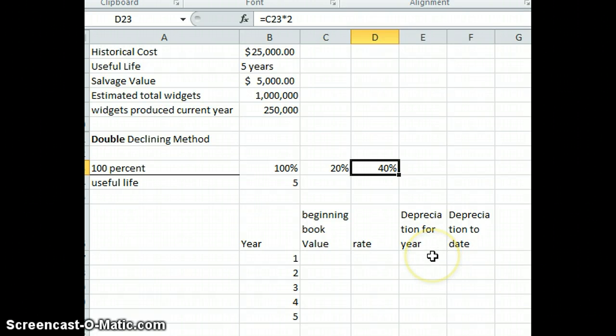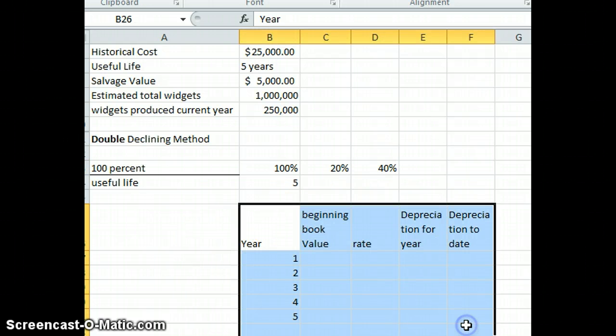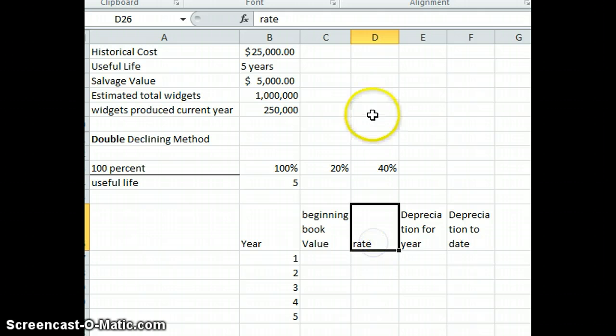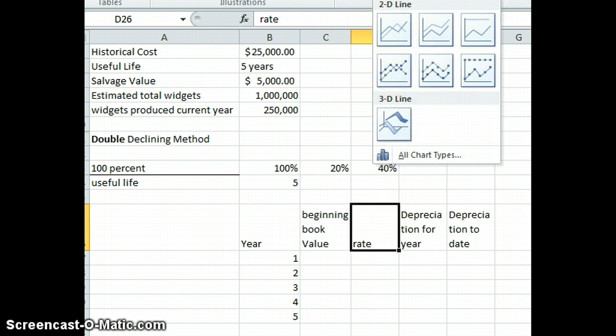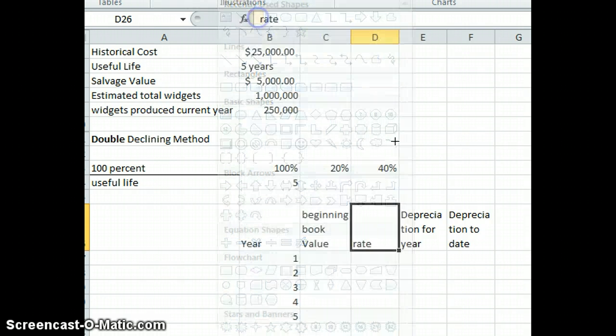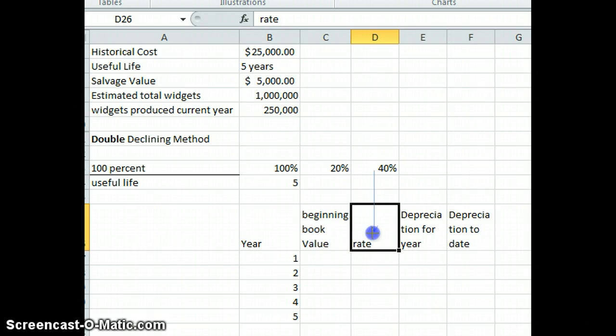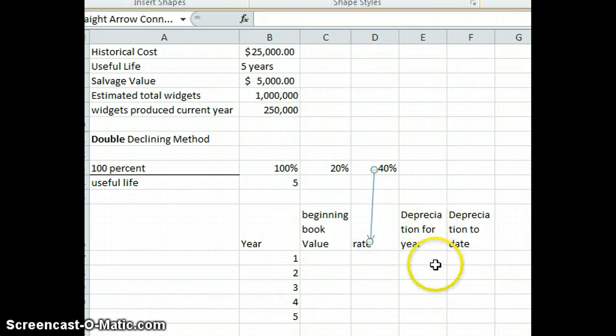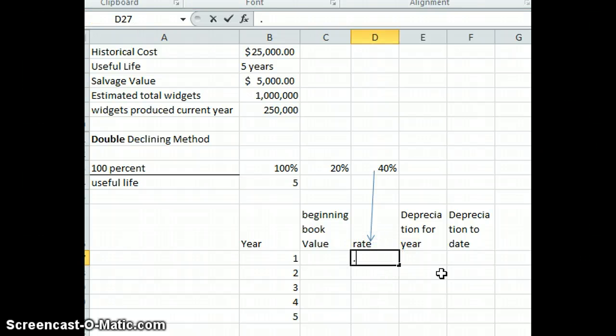So what you can see here is I have a little grid set up so that we can do the work. For the rate, I'm going to use the 40%, remembering that we calculated that to be our double declining amount. So I'll just take an arrow here and we'll say that's the rate. So I'm going to go ahead and pop 40% in for each year quickly.